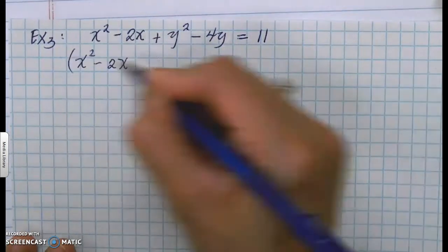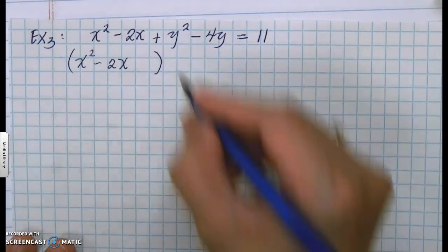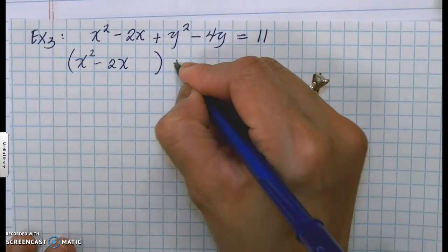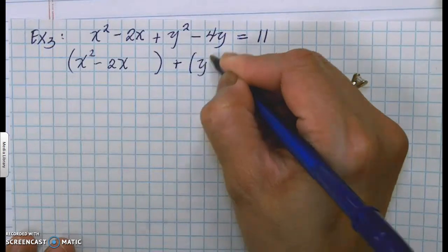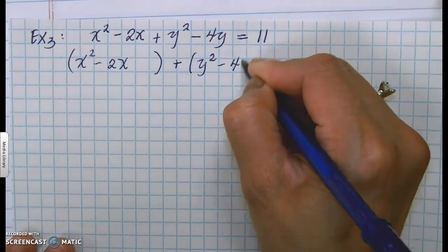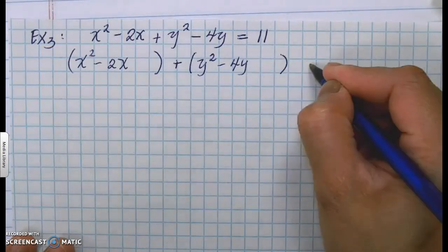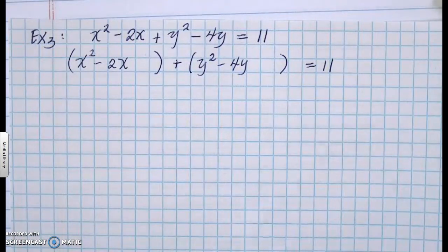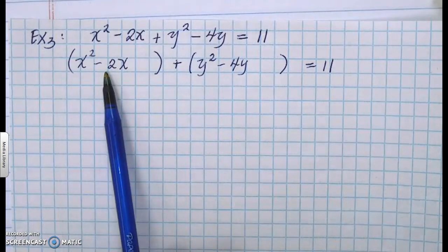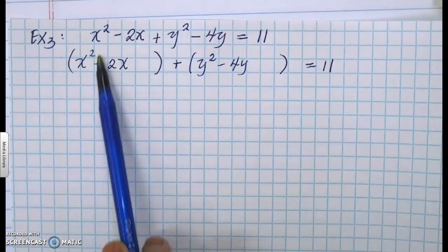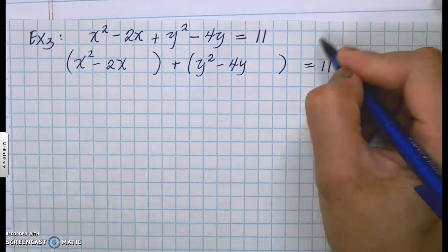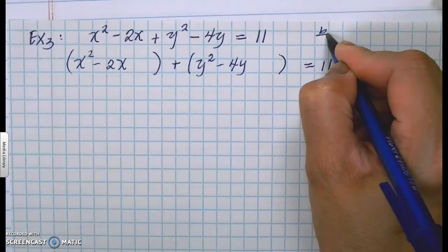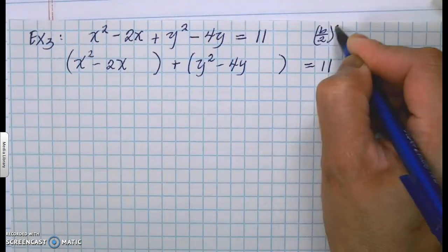We will complete that in a little bit, and then I'm going to have plus y squared minus 4y, and then we will complete that again, and then equals 11. So how is that done? I hope you still remember that to complete the square you need the b. You need to divide that by 2, and you need to square it.